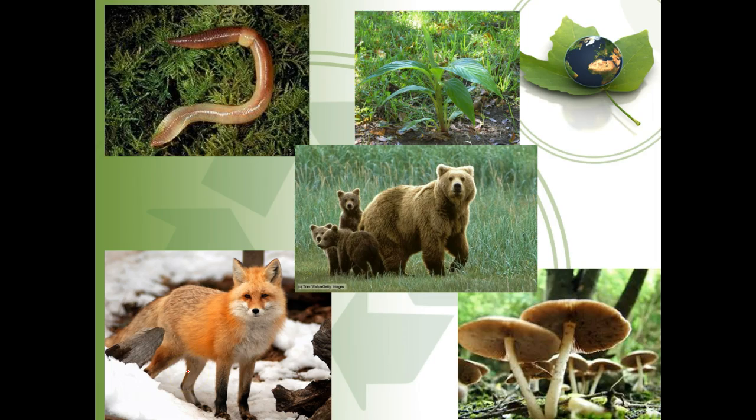So let's talk about the types of feeding relationships that we'll see in ecology. This is an earthworm. It is a detritivore. This is a plant. It is a producer. This is the bear. It's an omnivore. Fox. It's a carnivore. And then a fungus, like a mushroom, that is your decomposer.